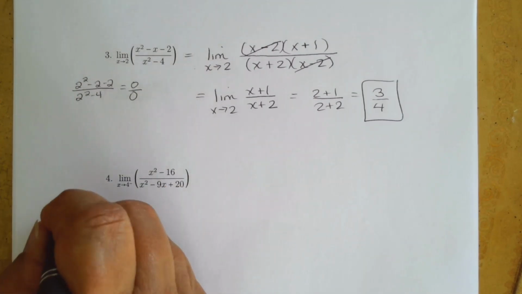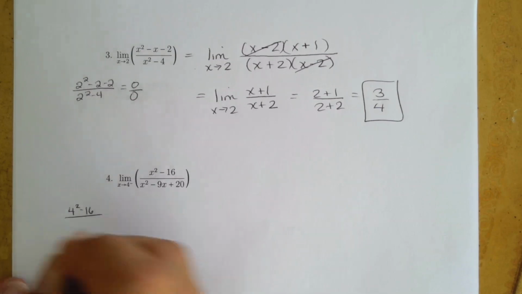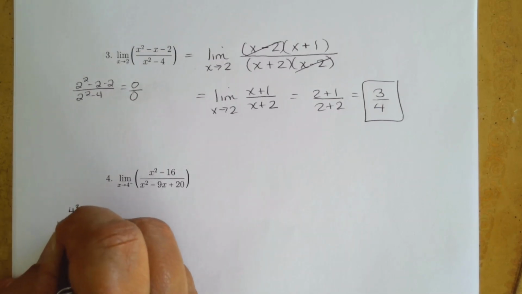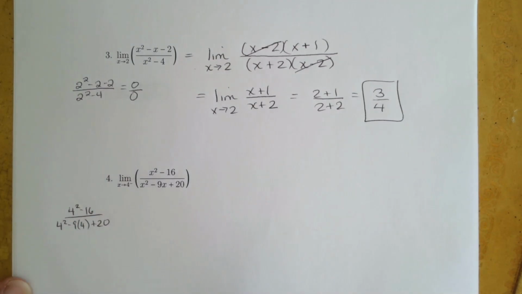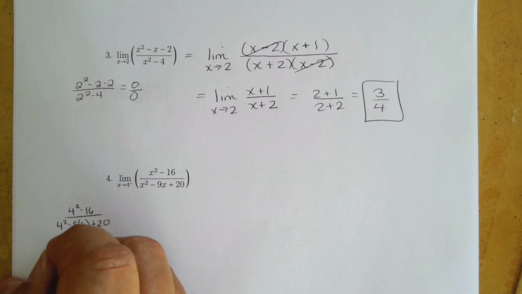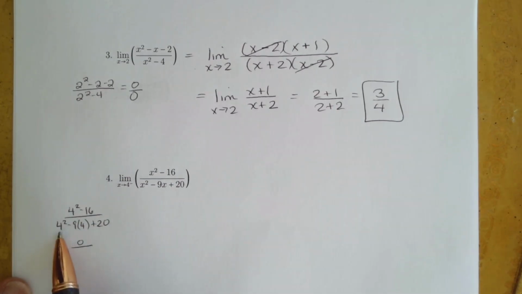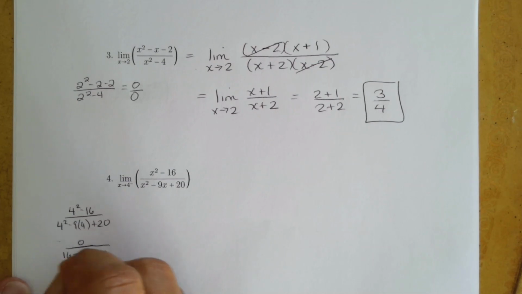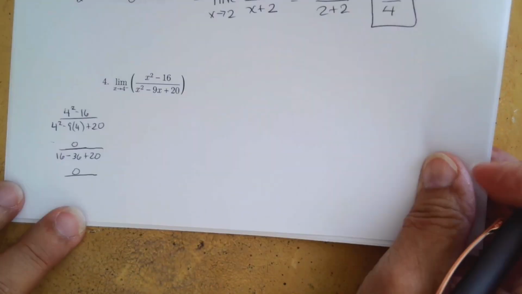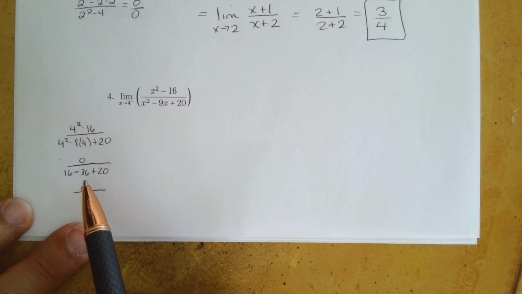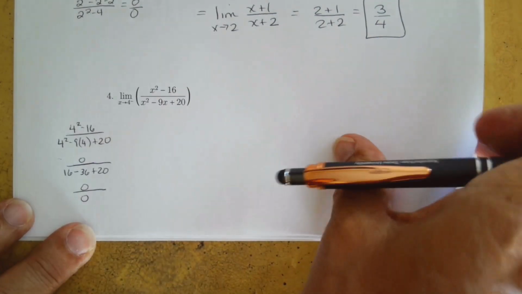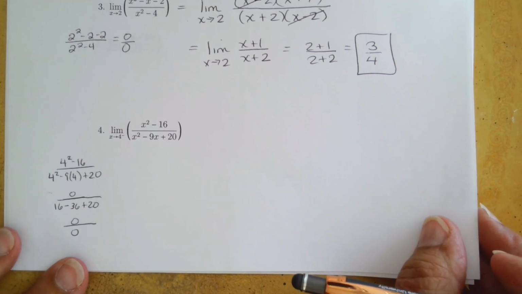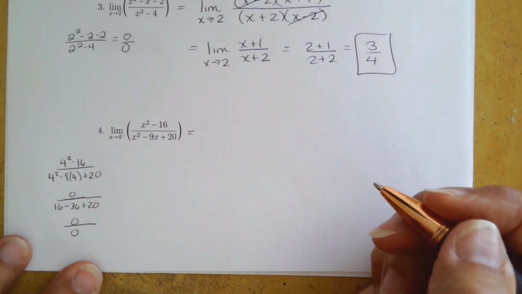So 4 squared minus 16 over 4 squared minus 9 times 4 plus 20. I still think we're going to get 0 over 0, so 4 squared is 16. 16 minus 16 is 0. And in the bottom, 4 squared is 16 minus 9 times 4 is 36 plus 20. Yeah, so we're going to get 0 over 16 minus 36 is negative 20 plus 20 is 0. So that's what I thought. So we can also factor number 4. Okay, so let's see what we get.